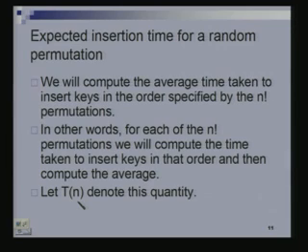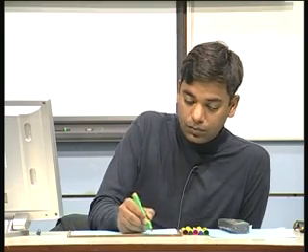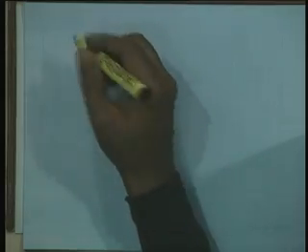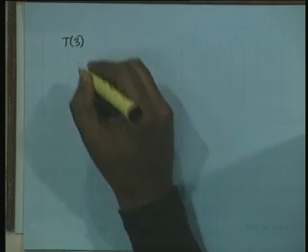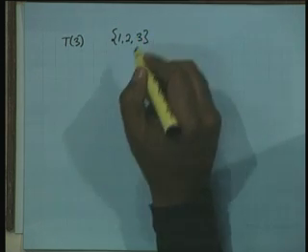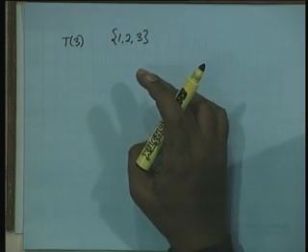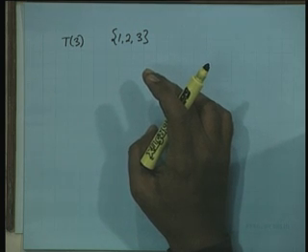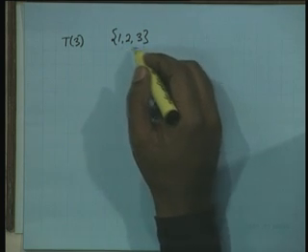Everyone with me? Let's see what T of 2 is. Let us see how we will compute T of 3. So, T3 is the expected height of a tree on 3 nodes. So, what are the various possible trees on 3 nodes that we get?